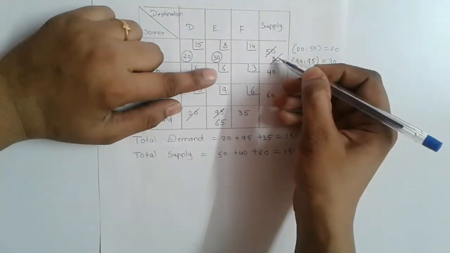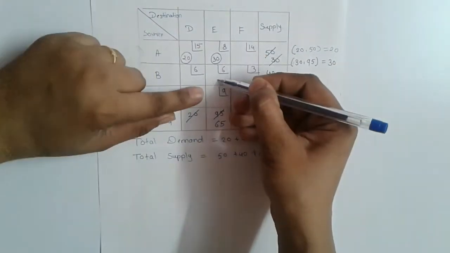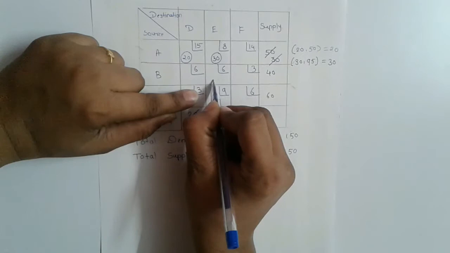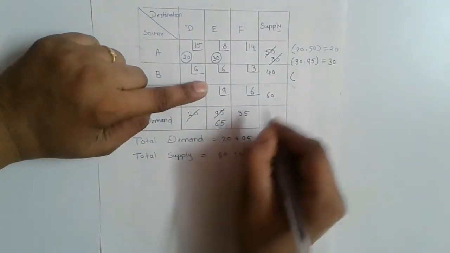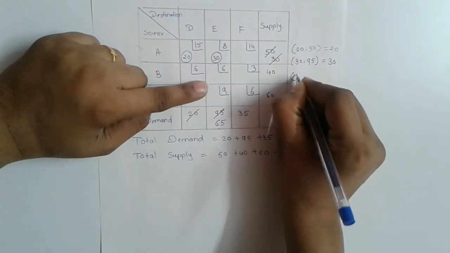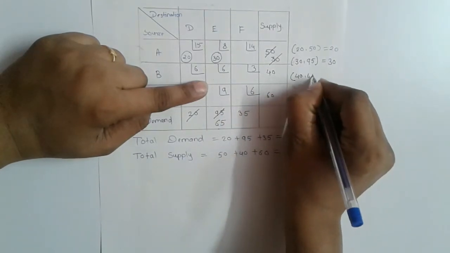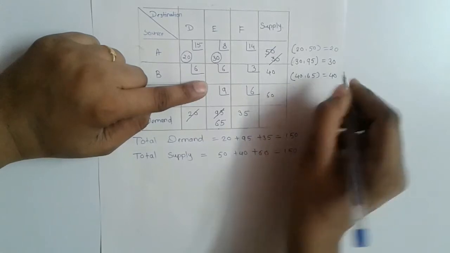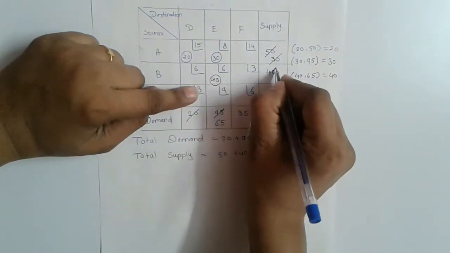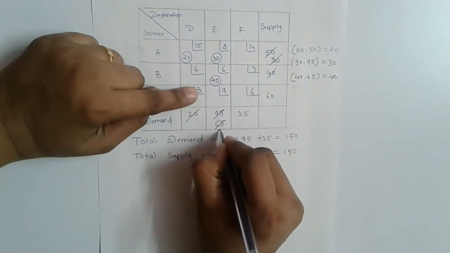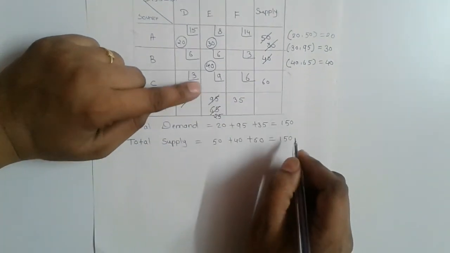Now as the supply is exhausted, we move towards the next cell in the same column, that is to this cell. Here the demand is 65 units and the supply is 40 units. So minimum of 40 and 65 equal to 40. So we allocate 40 units here. The supply is exhausted, demand remains 25 units.